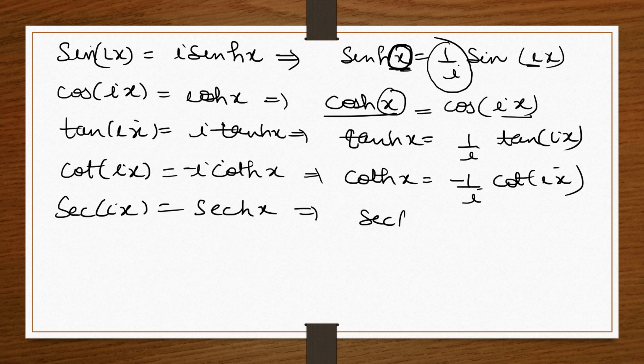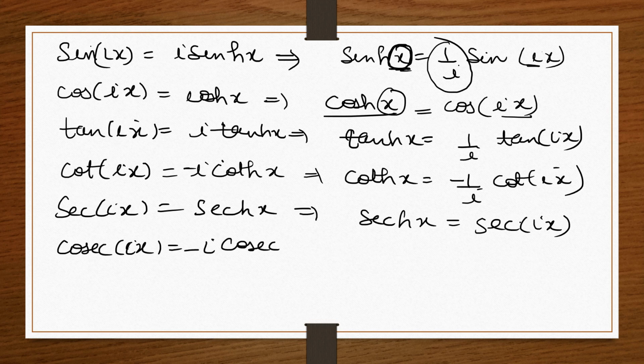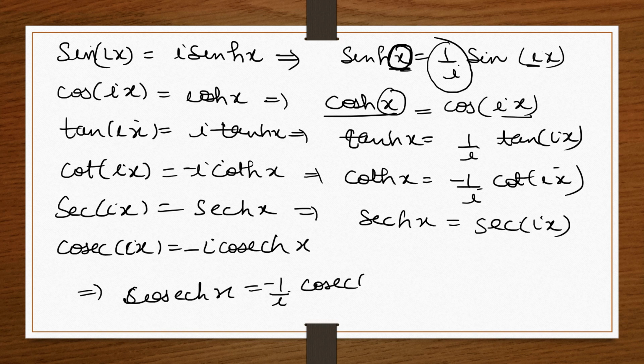So this is secant iota x, and the last one is cosecant iota x, which was minus iota cosecant hyperbolic x. So from this, cosecant hyperbolic x will be equal to minus 1 by iota cosecant iota x. Okay, now we'll use these things.